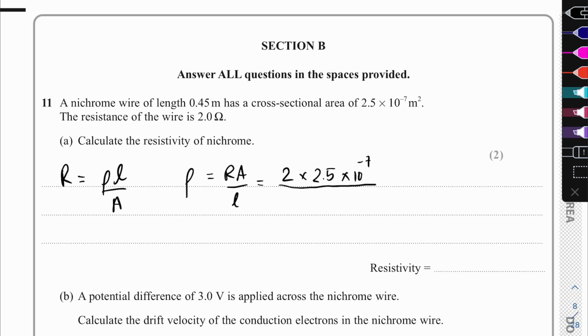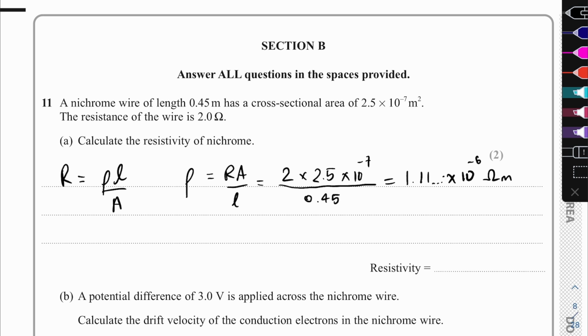all over 0.45. So when we put this in the calculator, we got 2 times 2.5 times 10 to the power of negative 7 all over 0.45. We get 1.11 recurring times 10 to the power of negative 6 ohm meter.